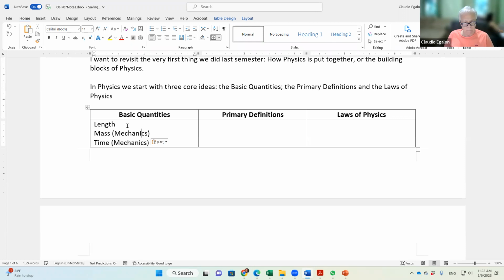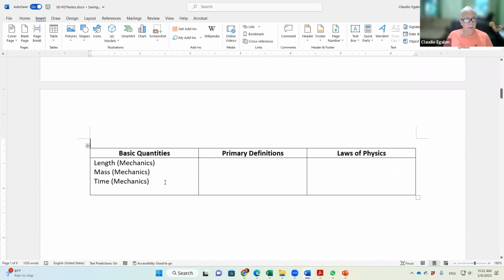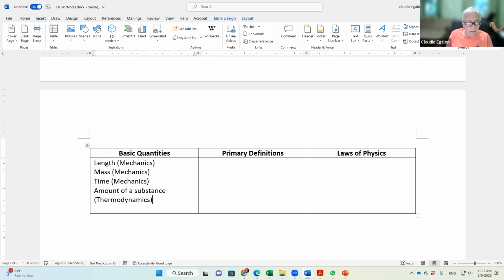Okay, let's go here, page break, here you go. And then in thermodynamics, we also define something called amount of a substance. And that should be in thermodynamics or even chemistry, right? Good.